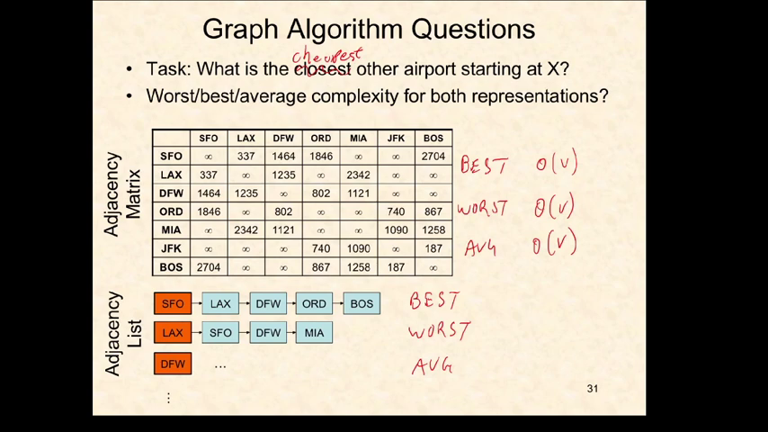Okay, just a second, let me read that question. Either matrix row or matrix column, it doesn't matter. Since we're in an undirected graph, it doesn't matter which we use.